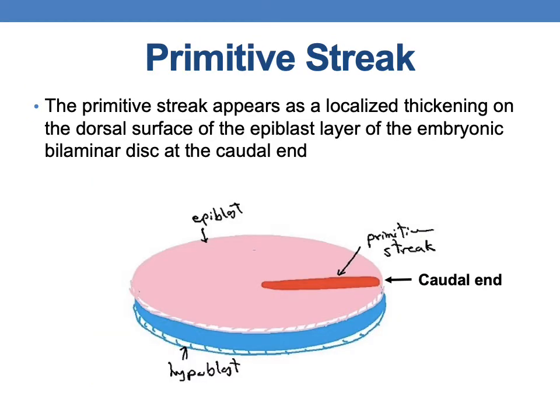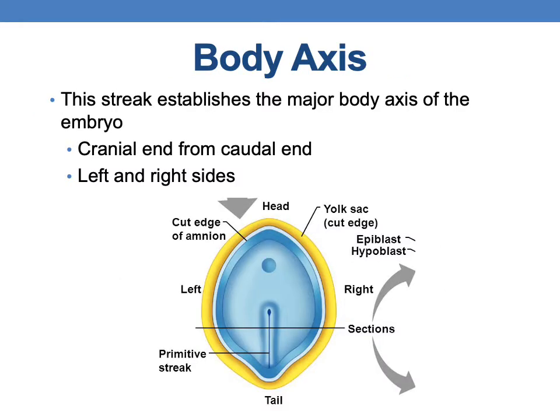The primitive streak appears as a localized linear thickening on the dorsal surface, or outer surface, of the epiblast layer of the bilaminar disc. The primitive streak first appears at the caudal end of the embryonic disc. How do we know it's the caudal end? Because as we watch the stages of development, we see how the location of the primitive streak establishes body part orientation, or body axis. The primitive streak defines the major body axes of the embryo, such as the cranial end from the caudal end and the left and right sides of the embryo.